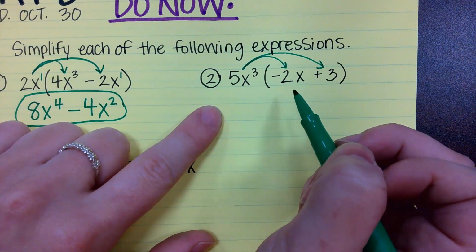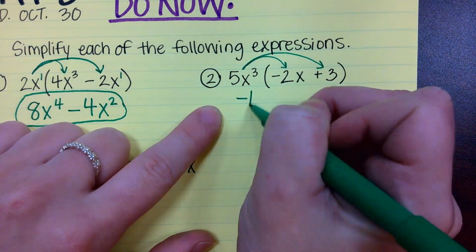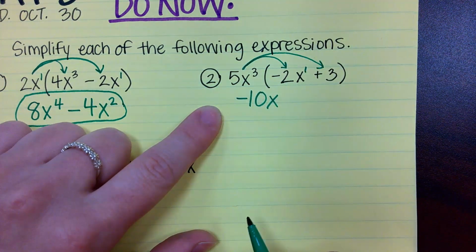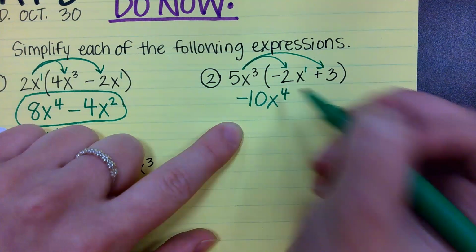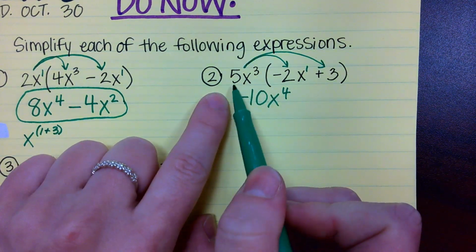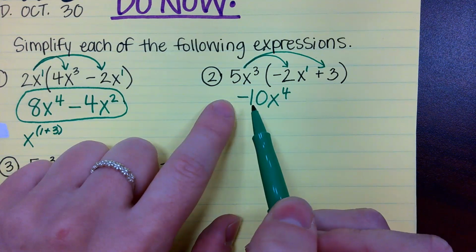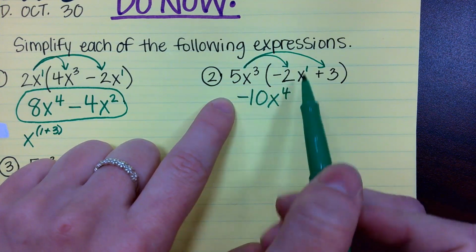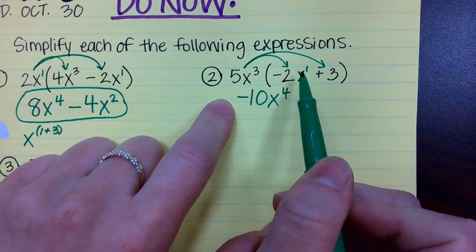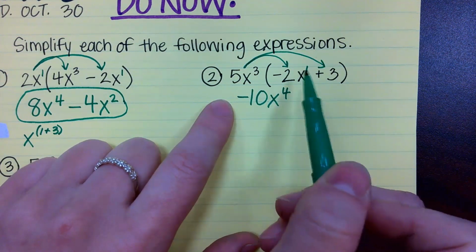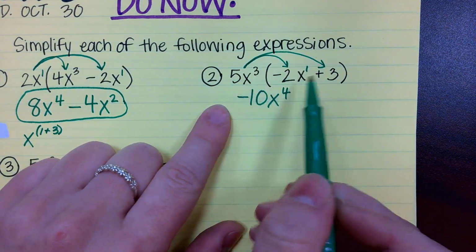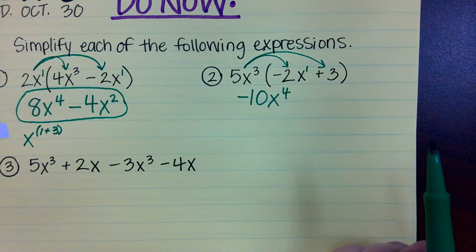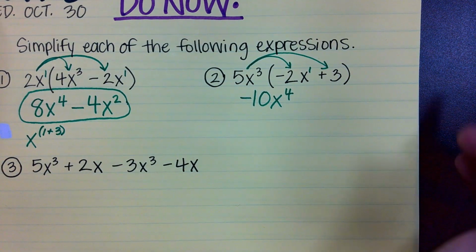Mm-hmm. It's going to give us negative 10x. And you're going to add the 3 to the invisible 1. That's the negative. Yes. You're going to do negative 10x to the fourth power. Yes, thank you. You explained that beautifully. We did 5 times negative 2, and that gave us negative 10. Then we did x to the third power times x to the invisible 1. If there's no power there, remember there's an invisible 1. And we did 3 plus 1 and got x to the 4th power. Very nice. Okay, who can tell me about the second half of this?